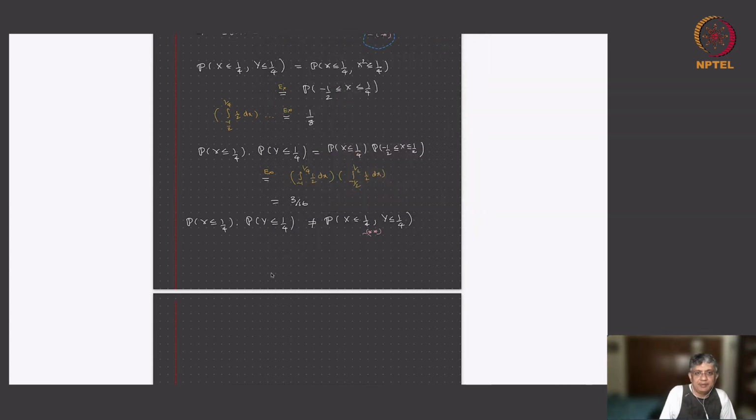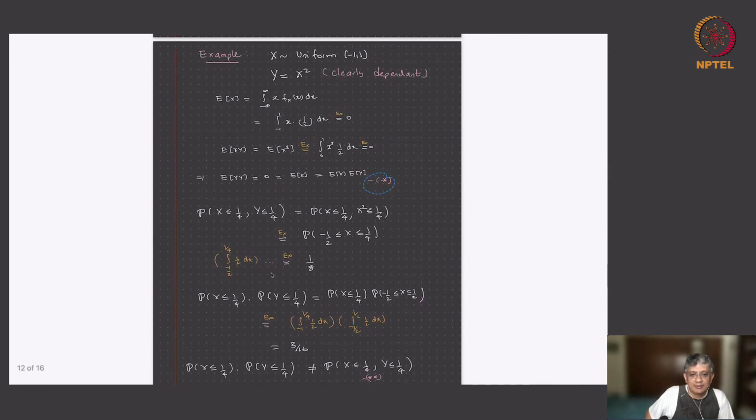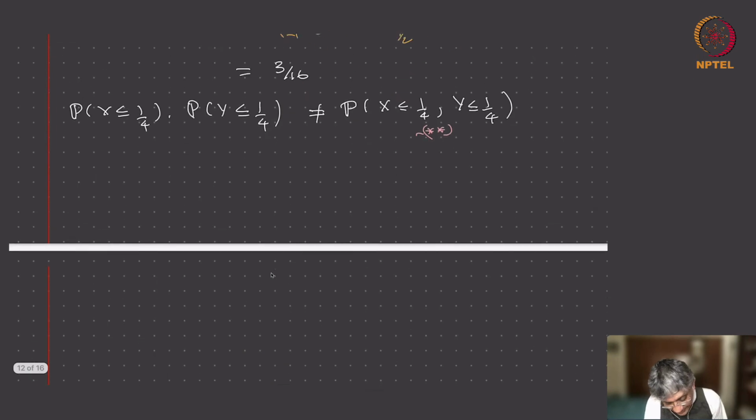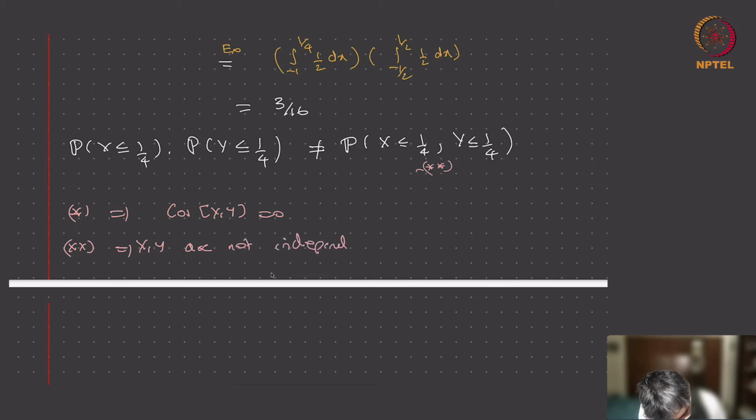So what does pink say? Pink says covariance of XY is 0, and double star says they are not independent. Right? So what does the example tell you? The example tells you that star implies that covariance of XY is 0, and then from double star we know that X and Y are not independent. So the converse is not true.